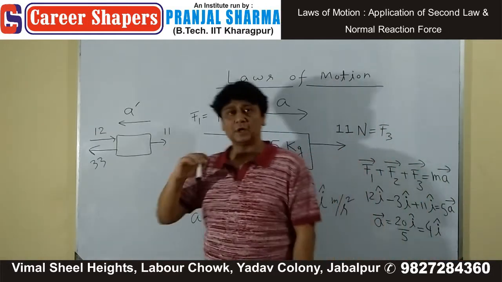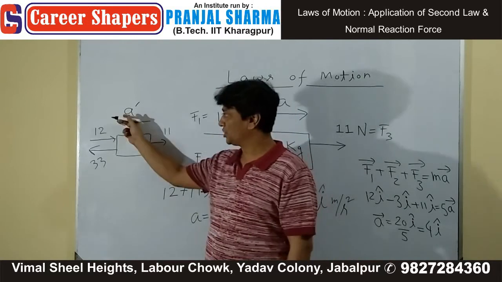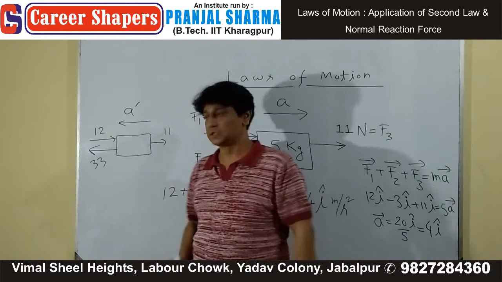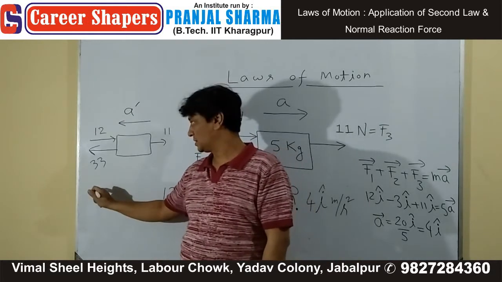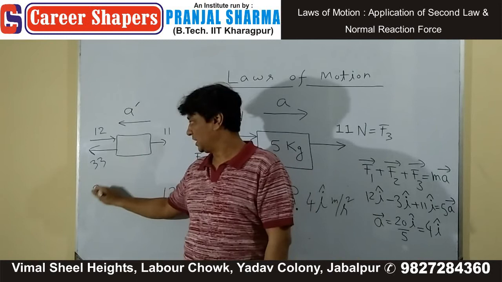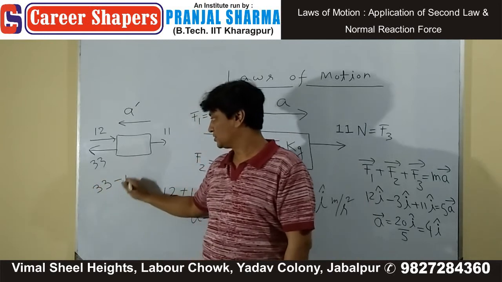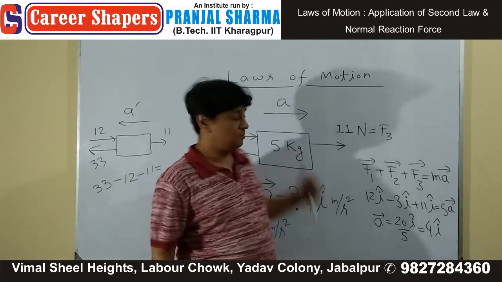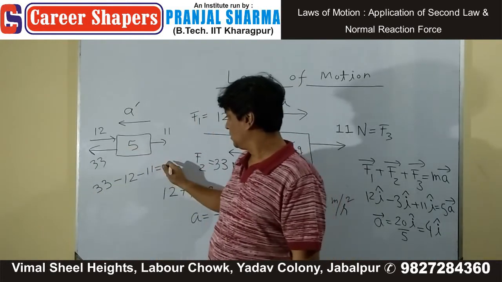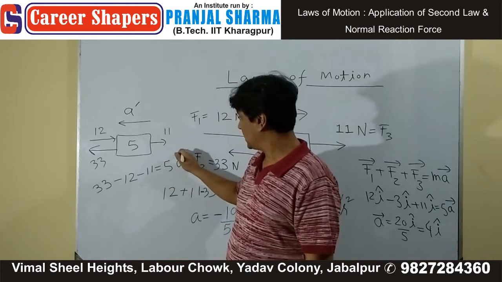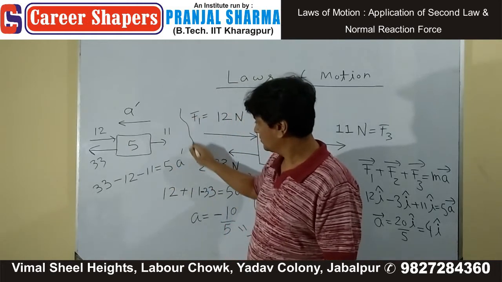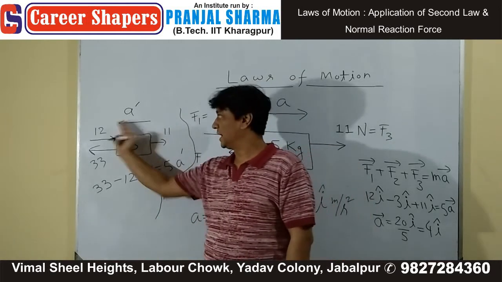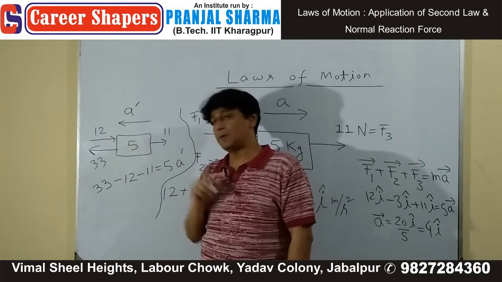So suppose another person takes acceleration in this direction, then for magnitude version, he must write 33 minus 12 minus 11, mass is 5 kg, 5 times A dash. Since you have taken your acceleration A dash in this direction, तो अब आप क्या करोगे?